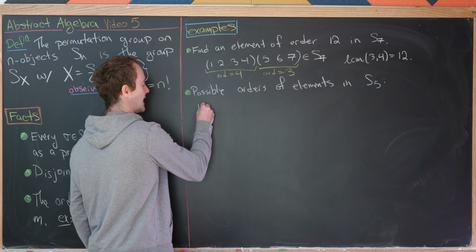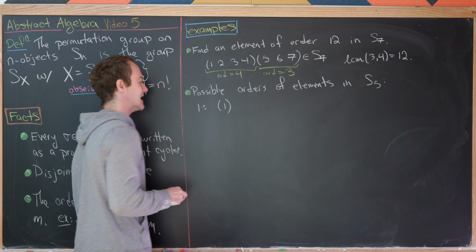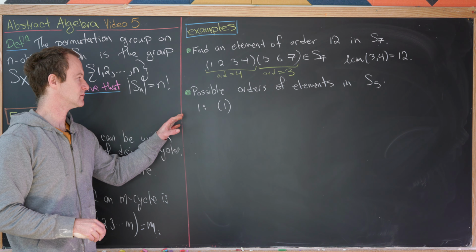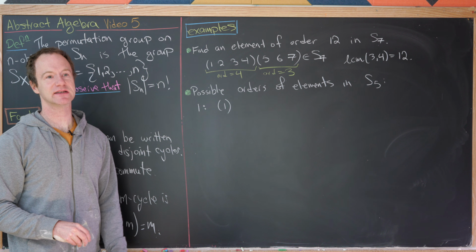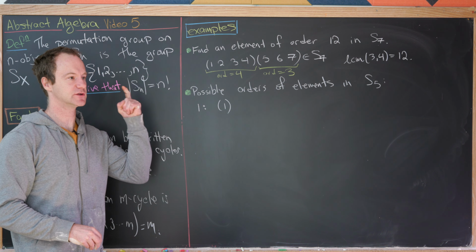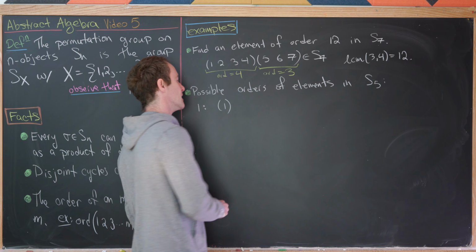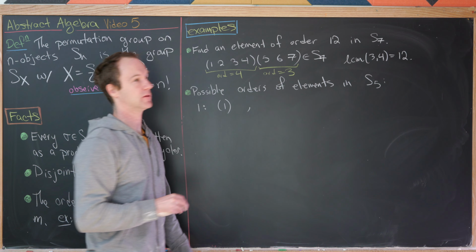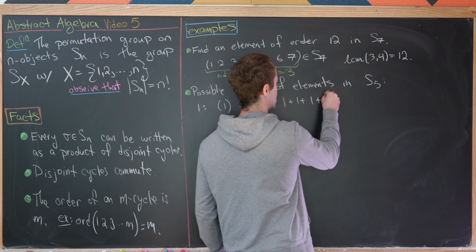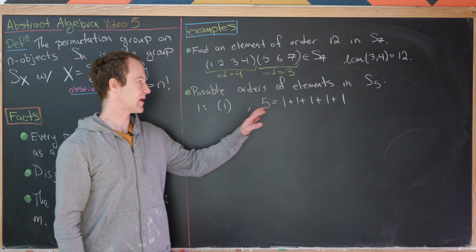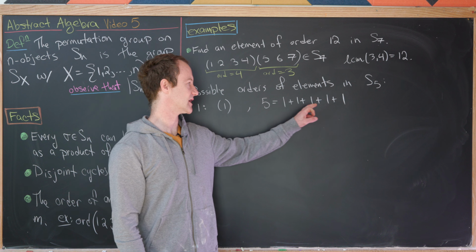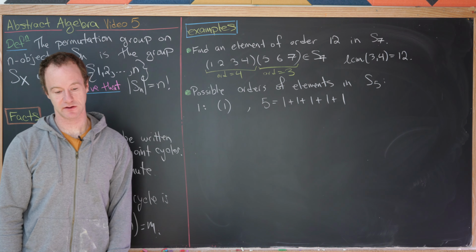Okay, so there's definitely an element of order 1, and that is the identity element. Let's notice that that is connected to everything being sent to itself. So we've got 5 1-cycles: 1 goes to 1, 2 goes to 2, 3 goes to 3, and so on and so forth. But we can exhibit that as a so-called partition of the number 5. So notice that 5 is equal to 1 plus 1 plus 1 plus 1 plus 1. And we want to think about this as the cycle decomposition of this element. We have a 1-cycle, a 1-cycle, a 1-cycle, a 1-cycle, and a 1-cycle.